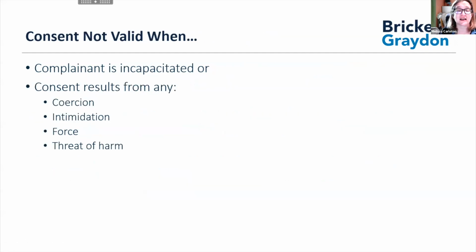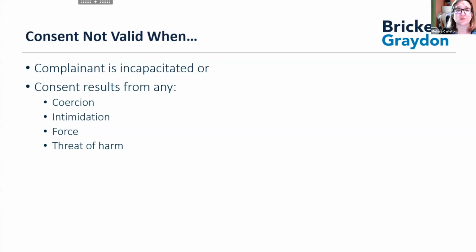So consent can be given, but it's not valid when the person is incapacitated or when consent results from coercion, intimidation, force, or threat of harm. So if someone says, if you don't consent, I'm going to kill myself, that would be coercion.